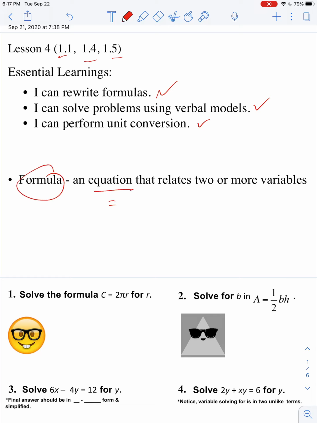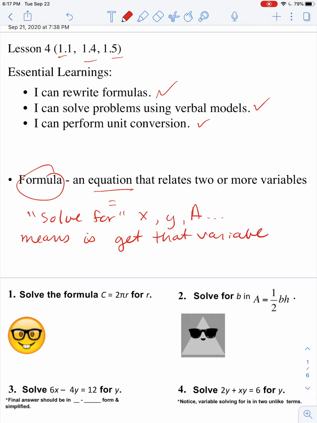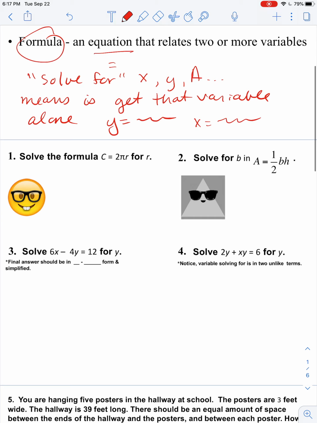Keeping in mind that a formula is an equation, so you can expect an equal sign that relates 2 or more variables. When you are told to solve for an equation or solve for something, so it might say solve for X or solve for Y or solve for capital A, what that means is to get that variable alone. So if it says to solve for Y, I need Y equals whatever. If it says to solve for X, I'll need X equals whatever. And so to do that, I have to undo what's there.